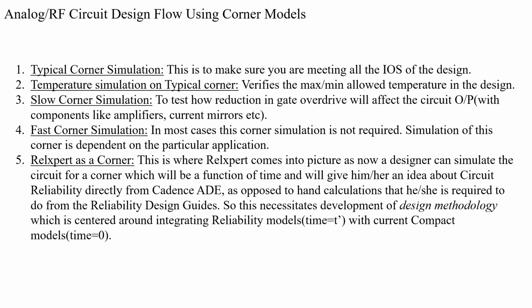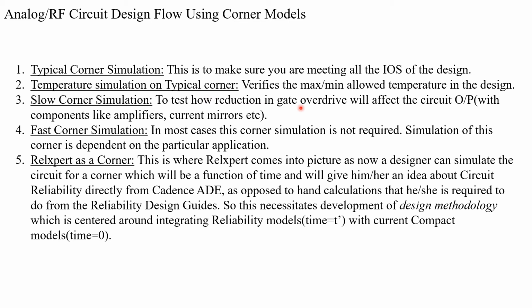Another important point is how analog or RF circuit design is generally done using the corner models. First, typically an RF or analog circuit designer will simulate the typical corner, to make sure that you are meeting all the initial objective specifications of the design. Then generally temperature simulation occurs to see how the circuit fares across temperature. Then, which is the most important thing, at the nominal temperature you will simulate the slow corner to test the reduction in the gate overdrive.